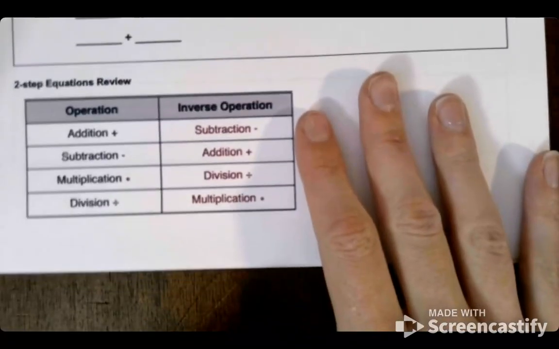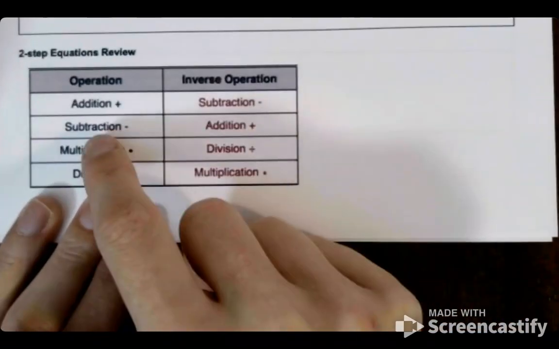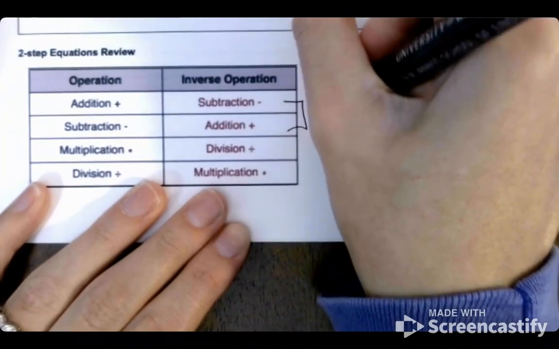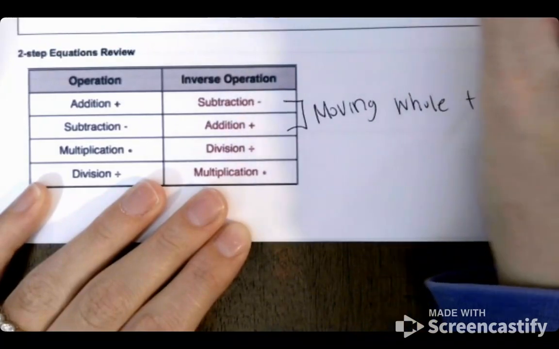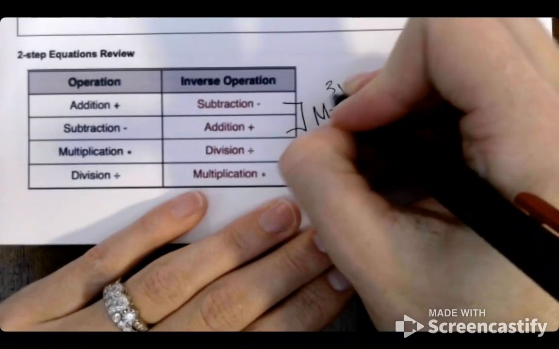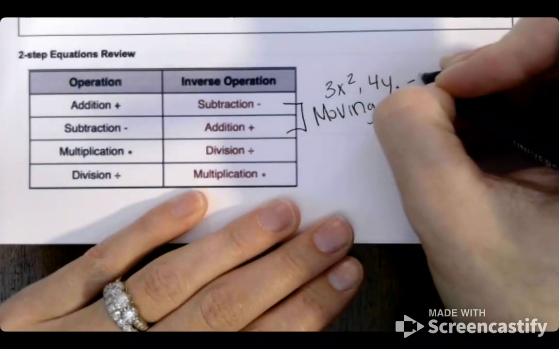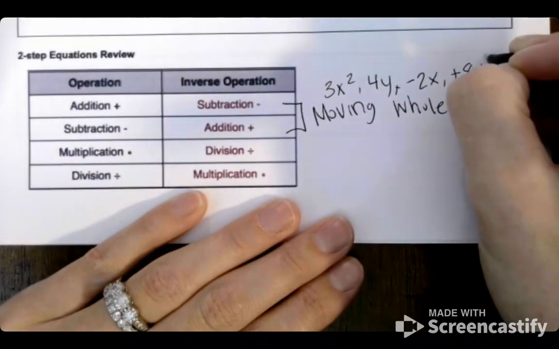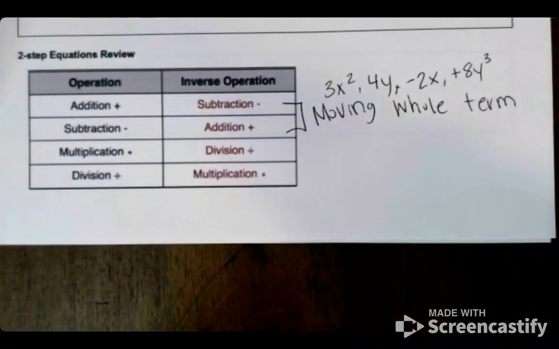Alrighty, so really fast, I just want to remind us of inverse operations. If it has adding, we would subtract. If it has subtraction, we would add. So these right here would be anytime you are moving a whole term. A whole term would be something like 3x squared, 4y, negative 2x, positive 8y cubed, we'll say. You know what I mean? Those are terms. Those are all terms.